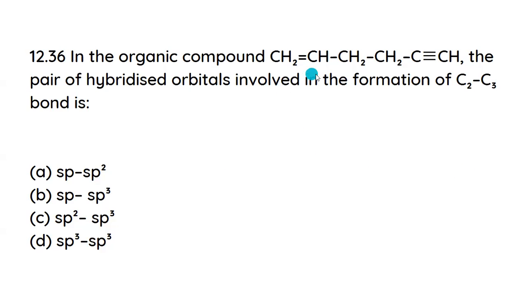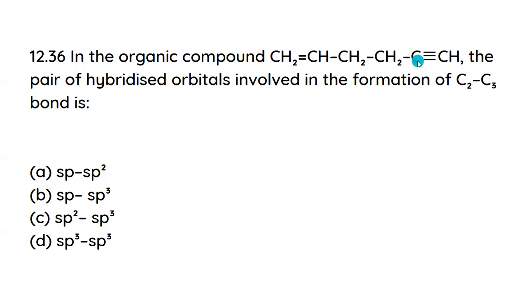Next one, in the organic compound, the pair of hybridized orbitals involved in the formation of C2-C3 bond is. Now, we all know that if you have a carbon atom which has a triple bond, it is sp hybridized. Double bond would be sp2 hybridized. Single bond is sp3 hybridized. The issue in this problem is the fact that we need to assign priority. It has to do with both the hybridization state of the carbon atom as well as the functional group's priority.